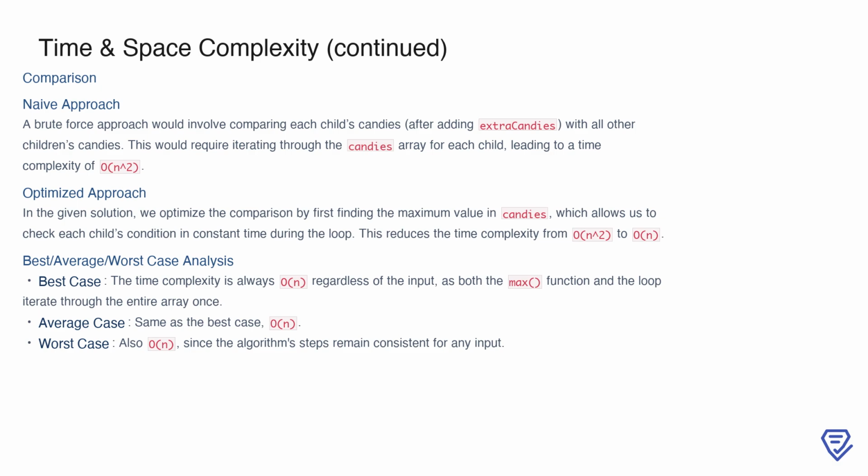When comparing this optimized approach to a naive solution, we can see a significant difference in efficiency. A brute force method would involve comparing each child's candies, after adding extra candies, against all other children's candies. This requires iterating through the candies array for each child, leading to a time complexity of O(n squared).